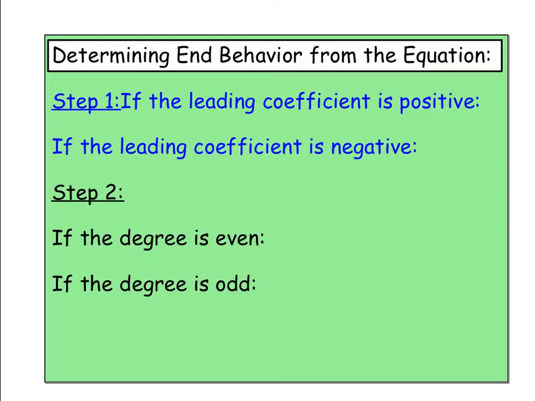So let's get a process here to determine this end behavior, then we'll do an example. To determine the end behavior, the very first thing we're going to do is look at the leading coefficient. If the leading coefficient is positive, the graph rises on the right. So you're going to know what the graph is doing on the right side just by looking at the equation. If it's a positive leading coefficient, it's going to go up to the right. If the leading coefficient is negative, the graph falls to the right.